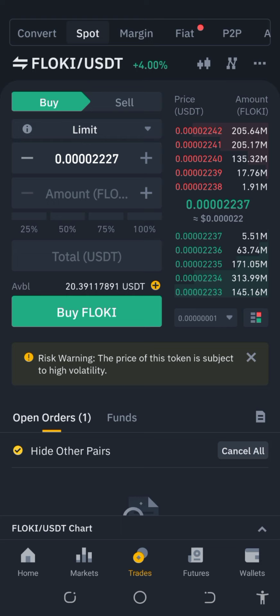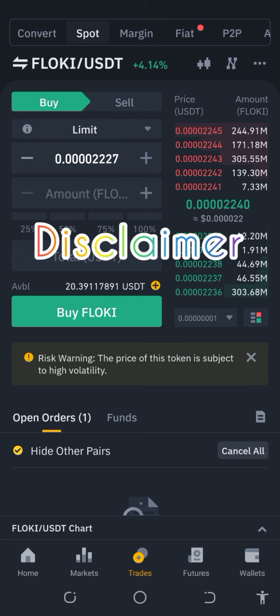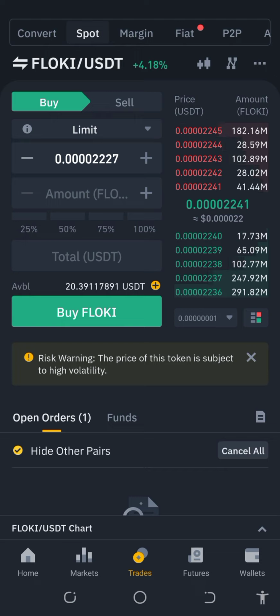So you can try it out, but please, I will always give you this disclaimer. I will not be held responsible for your profits or for your loss. Everything I'm teaching here is all for entertainment purposes and to show you what I'm doing, okay? I'm not a financial advisor. I'm just showing you what I'm doing.